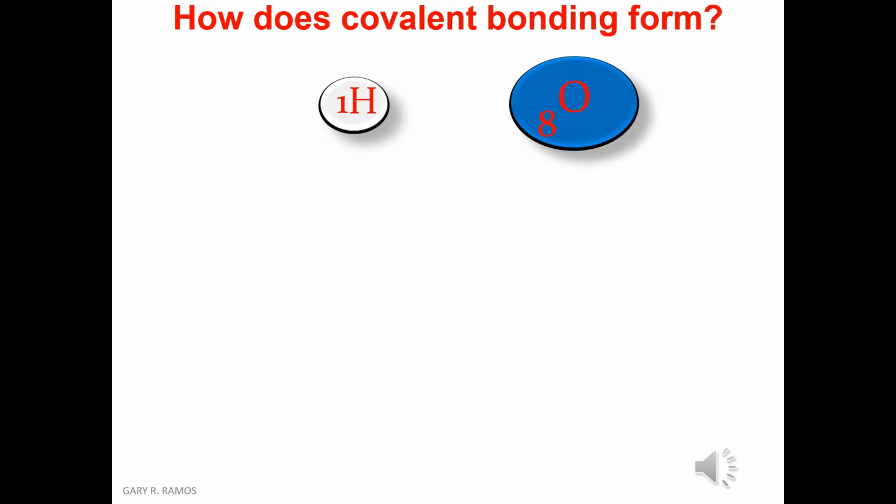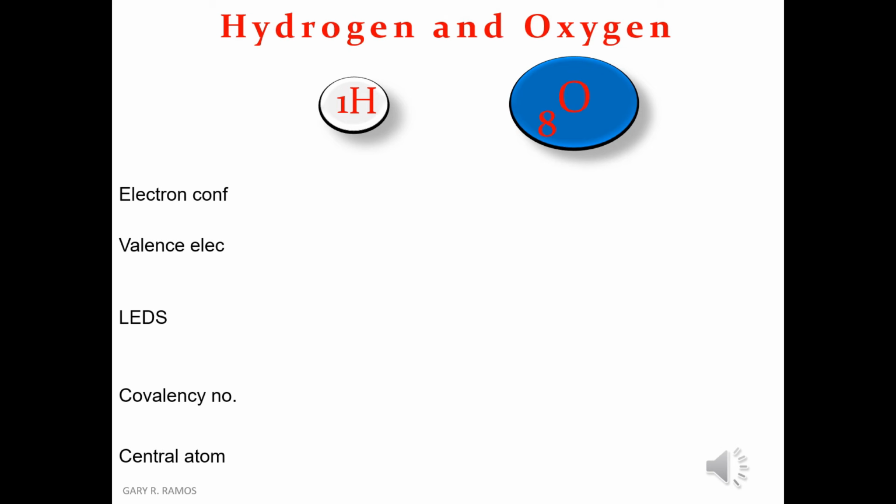How does covalent bonding form? Let us take example of hydrogen and oxygen. In this example, we're going to solve for electron configuration, valence electron, Lewis electron dot structure, covalency number, and the central atom. The electron configuration of hydrogen is 1s1, while the electron configuration of oxygen is 1s2, 2s2, and 2p4.